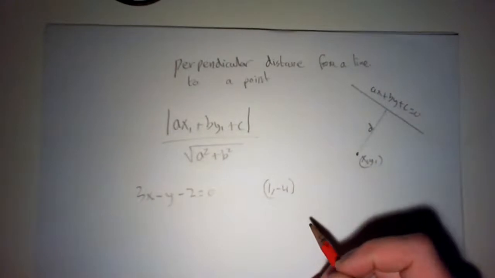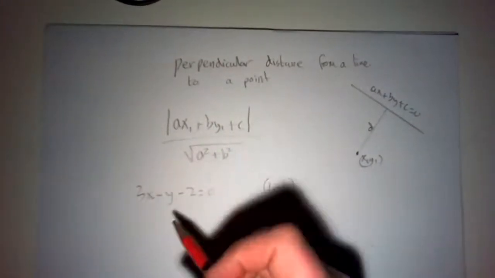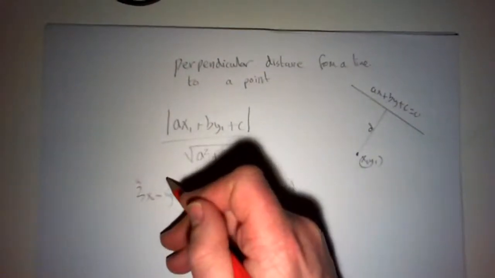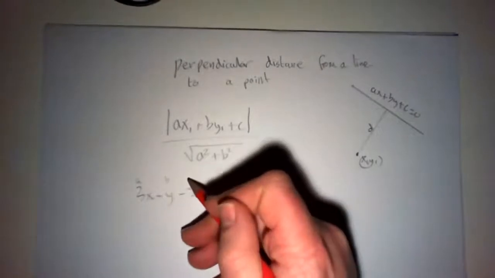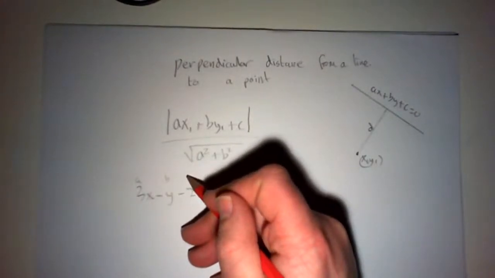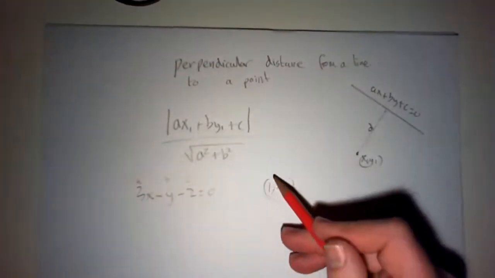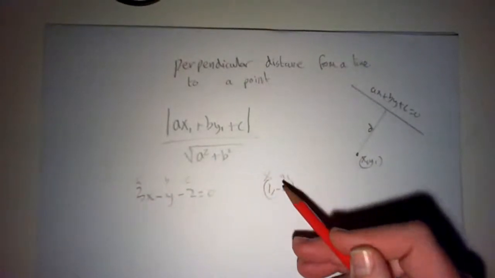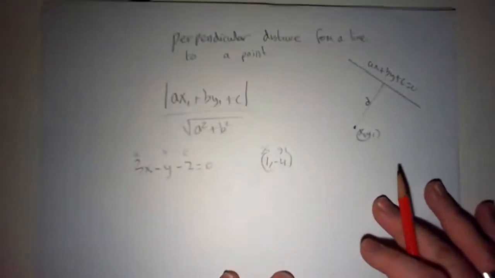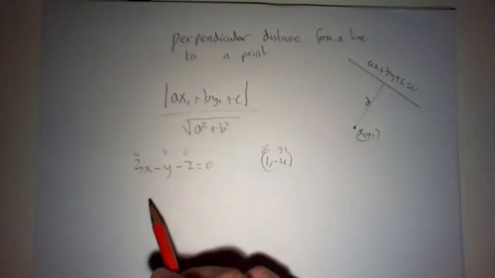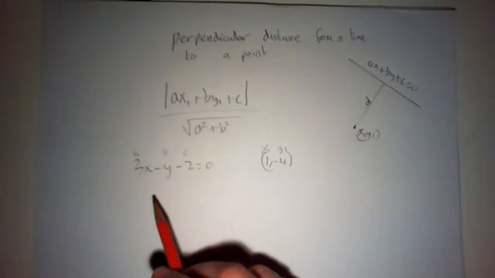So what's the first thing to do? Well, first of all, let's identify our A, B, and C. So there's your A, 3. Your B is going to be minus 1, and your C is going to be minus 2. There's your x1, and there's your y1. So we're going to pop them all into the formula.